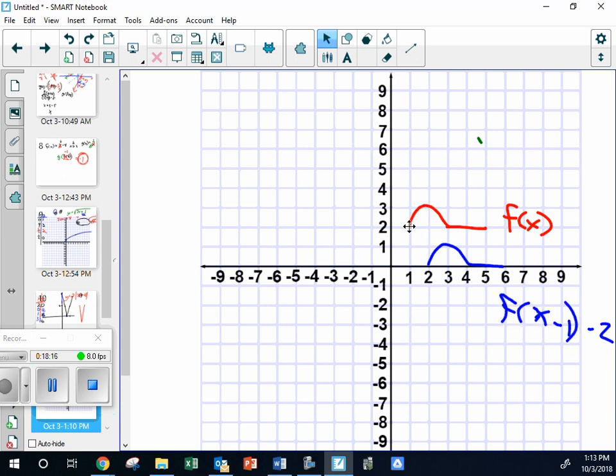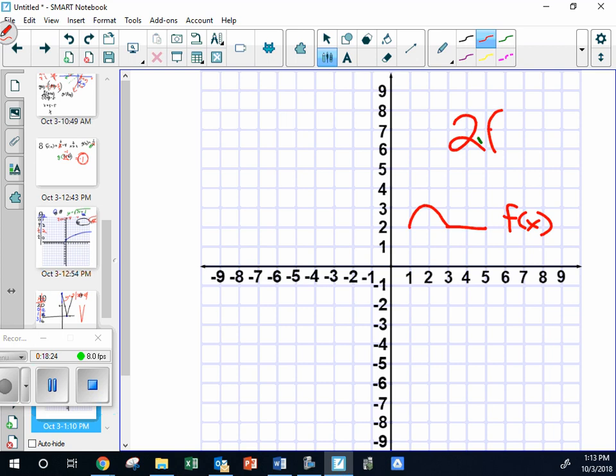Okay, then what if I said take this function f of x and I want you to do this to it? 2 f of x minus 1. Whoa, that'd be too much. Let's just do 2 f of x.